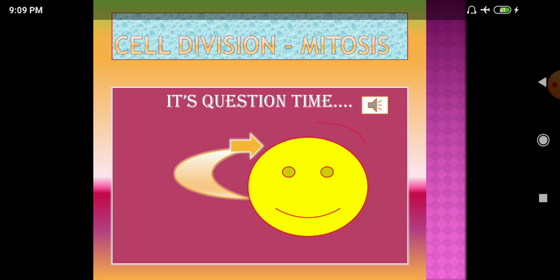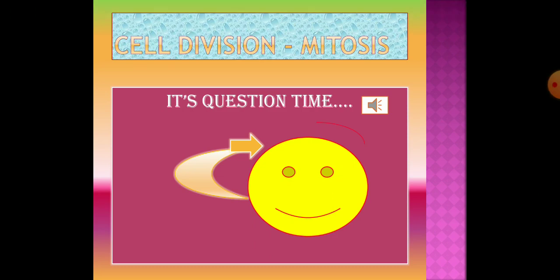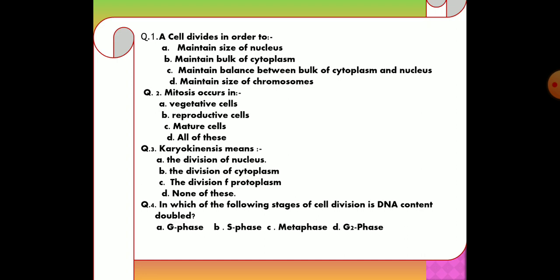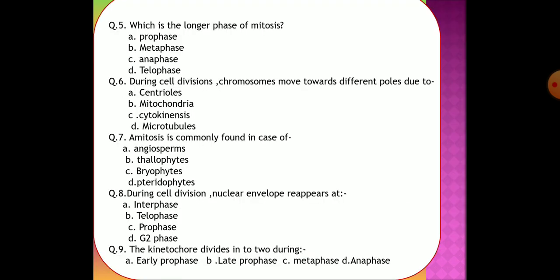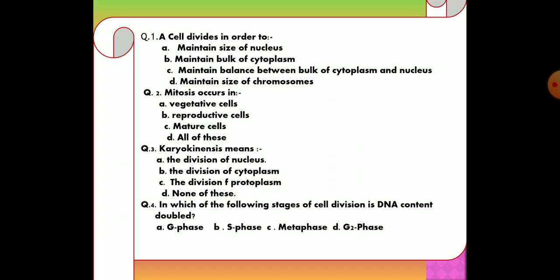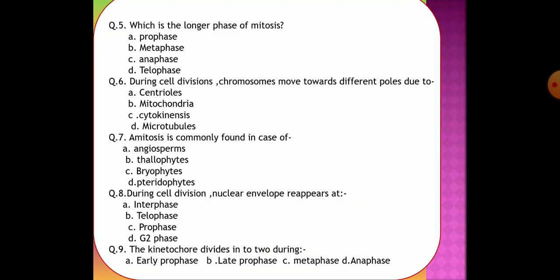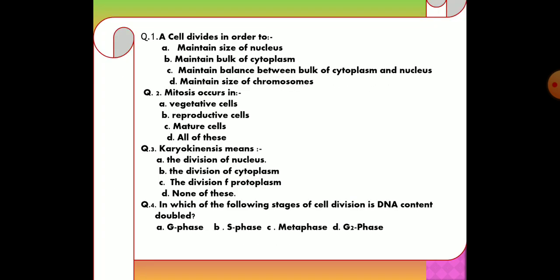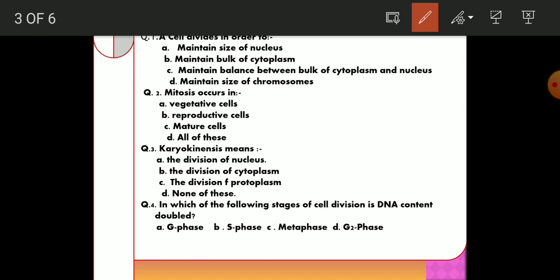So this is cell division and mitosis, and this is the implementation time. So the first question is: a cell divides in order to. Here are four options given. This is the first question. A cell divides in order to.